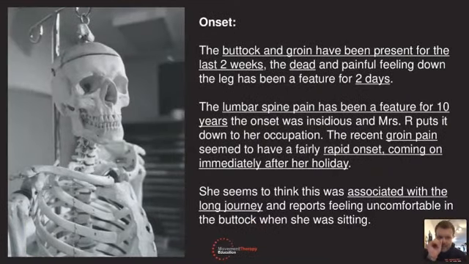Cool. So we've got buttock and groin area pain present for the last 2 weeks, so she's not had it long, but the dead feeling has been there for 2 days. It may be linked, maybe two different things, but whatever she's been having for the feeling of deadness in the last 2 days may indicate that something has suddenly got worse. We've got lumbar spine pain, been a feature for 10 years. So is this one of those red herring things where they go, I fell over in the 80s and my back's not been the same ever since? So is it a problem?